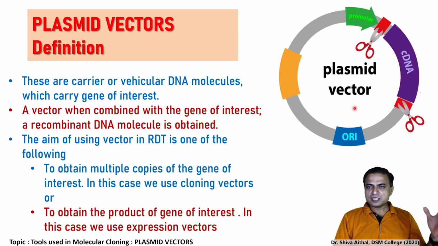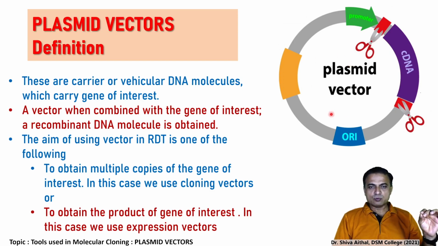So what are plasmid vectors? Plasmid vectors are defined as the carrier or vehicular DNA molecules which carry your gene of interest. These are the vehicles. A vector, when combined with the gene of interest, will be called a recombinant DNA molecule.